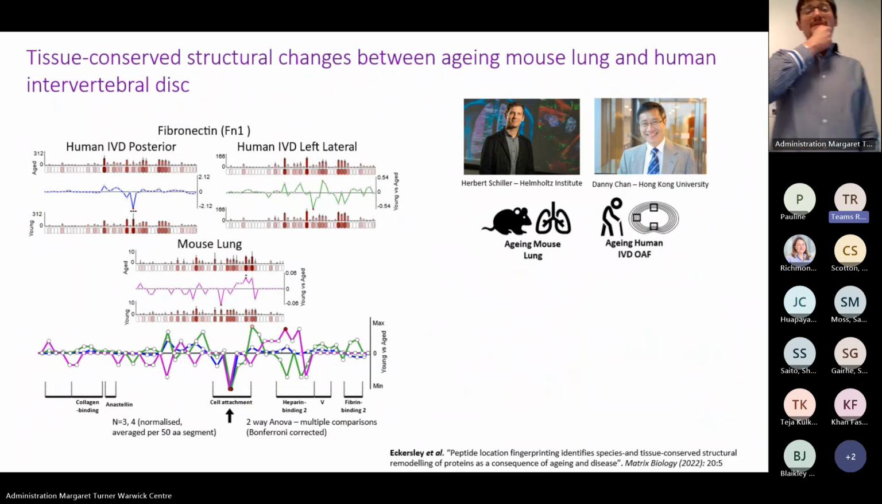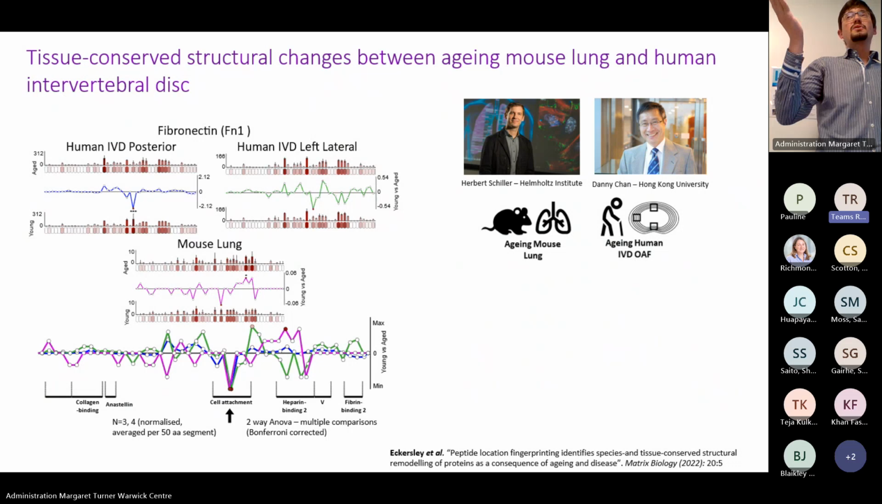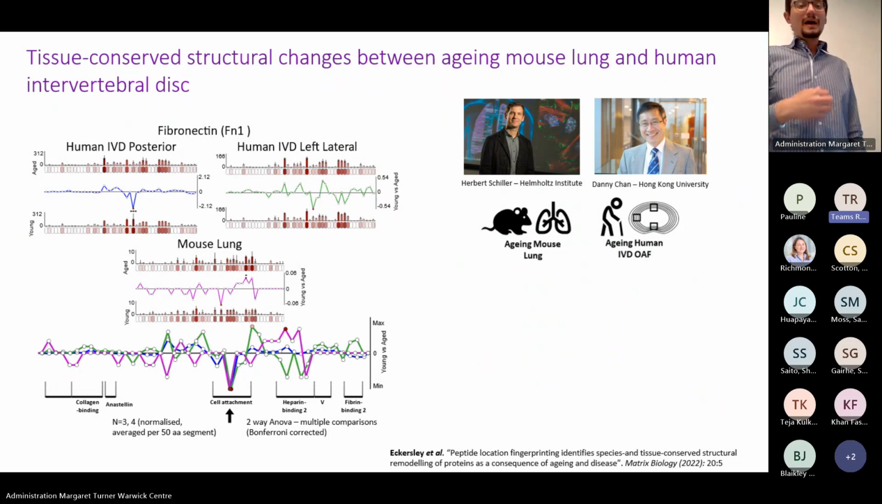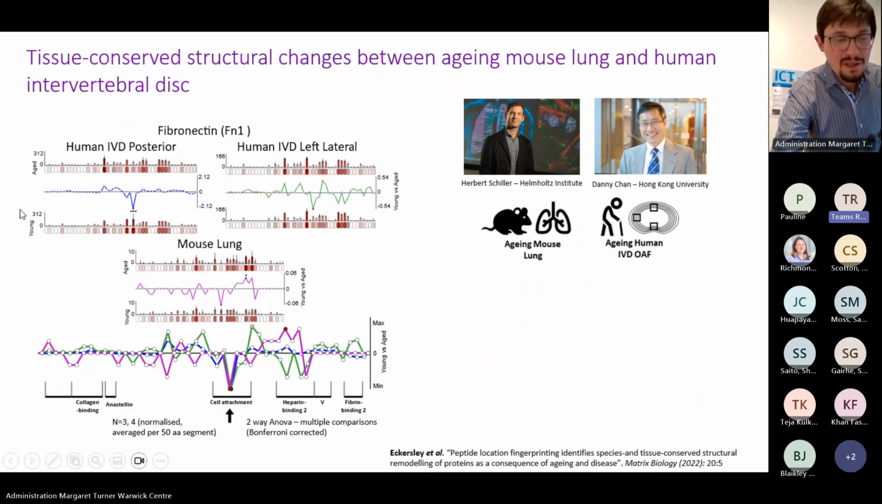So another thing that came out of this study was the ability to look at changes across different tissues and even across different species. So Herbert's mouse lung data versus Danny's IVD data. When you look at certain proteins like fibronectin, for example, and you look at age compared to young, and you look at this peptide profile of difference, and overlay the lines like we've been doing before, you can see that there isn't much parallel. There isn't much correlation between the changes. Right up until you get to this central region over here, where you can see the exact same segment affected in the exact same way.